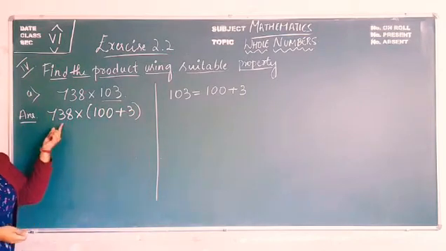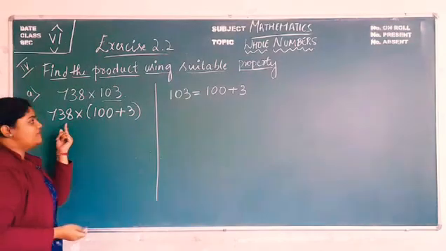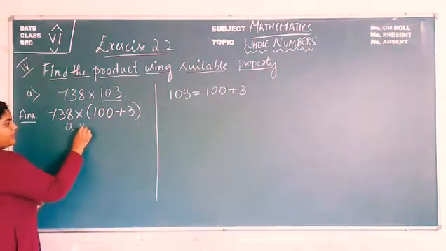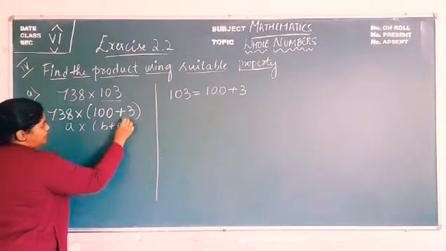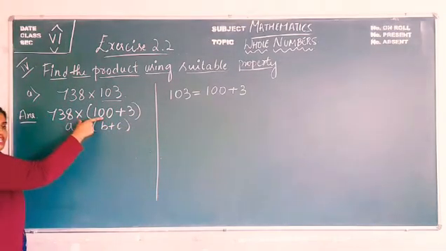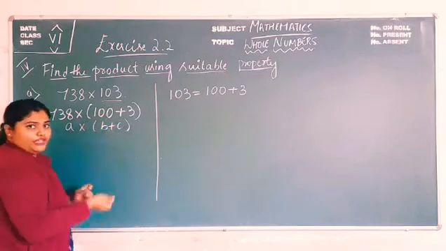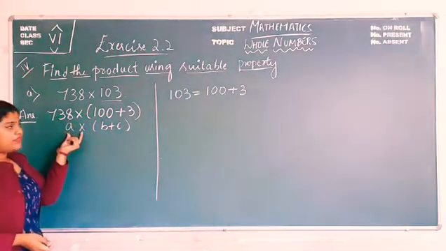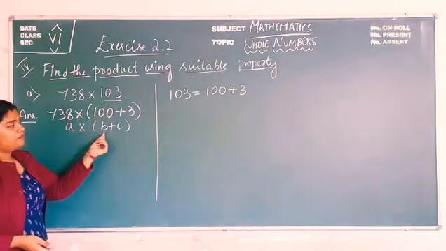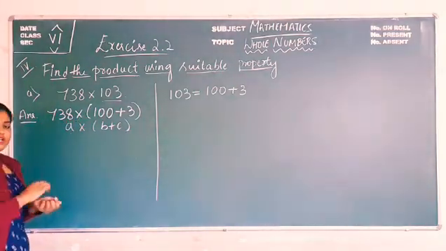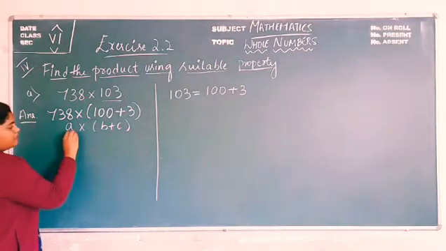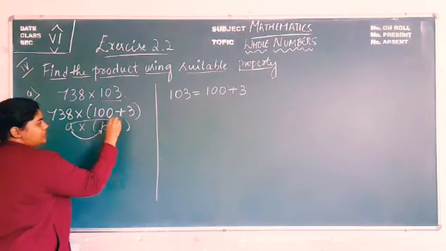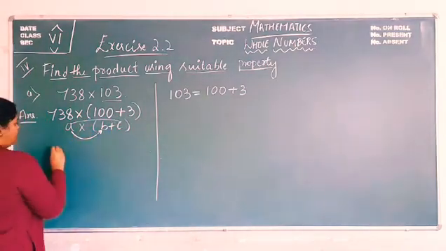So now which property we have to use here? Yes, we have to use distributive property because this is of the form A into B plus C. So now we know that in distributive property, first we will multiply A into B, then plus A into C. So we will be using distributive property here.